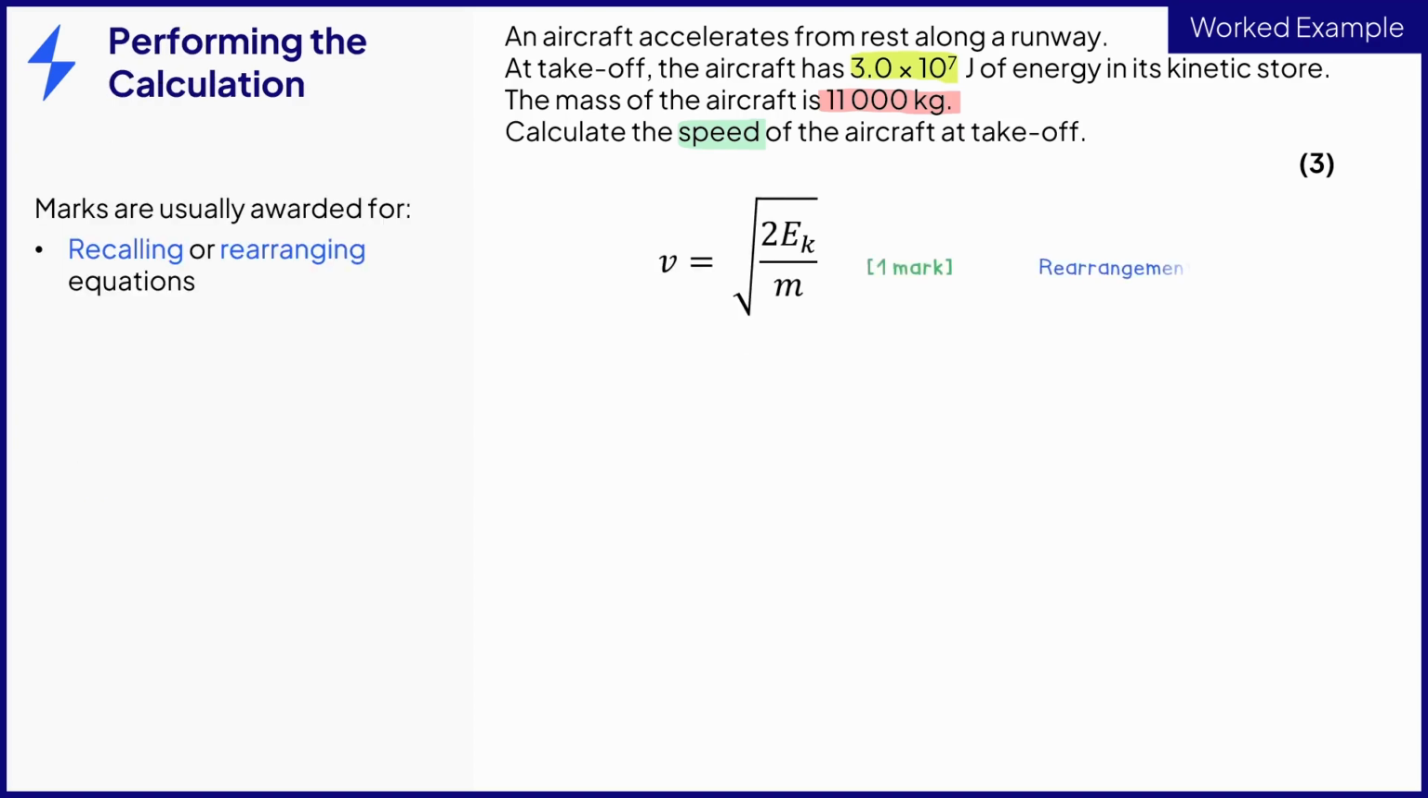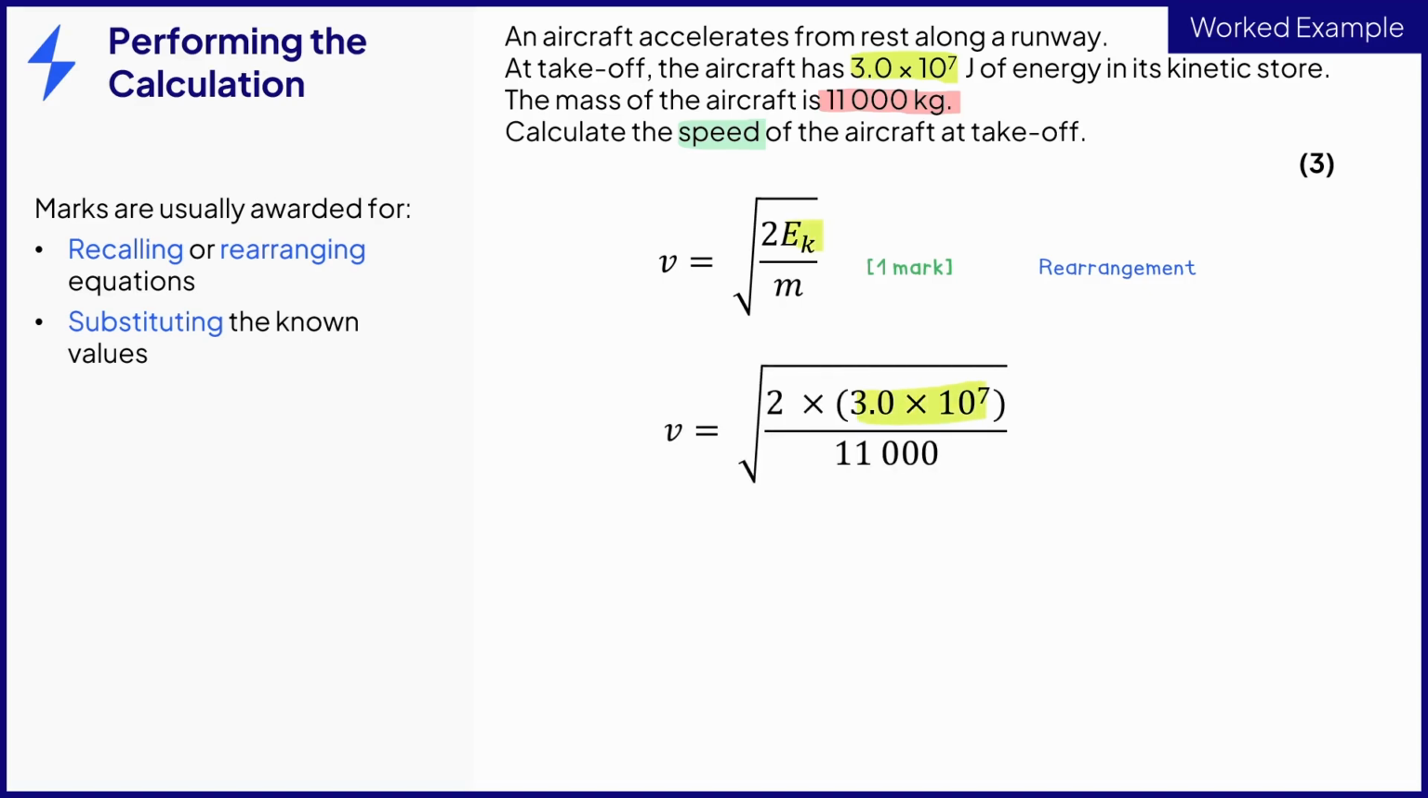The first mark is for the rearrangement. The next mark is for substituting the known values into the equation. You can think of equations as templates that tell you where to put the numbers. So we've got 2 times the kinetic energy, which is 3.0 times 10 to the 7 joules. That's divided by mass, which is 11,000 kilograms. And that's all square rooted.